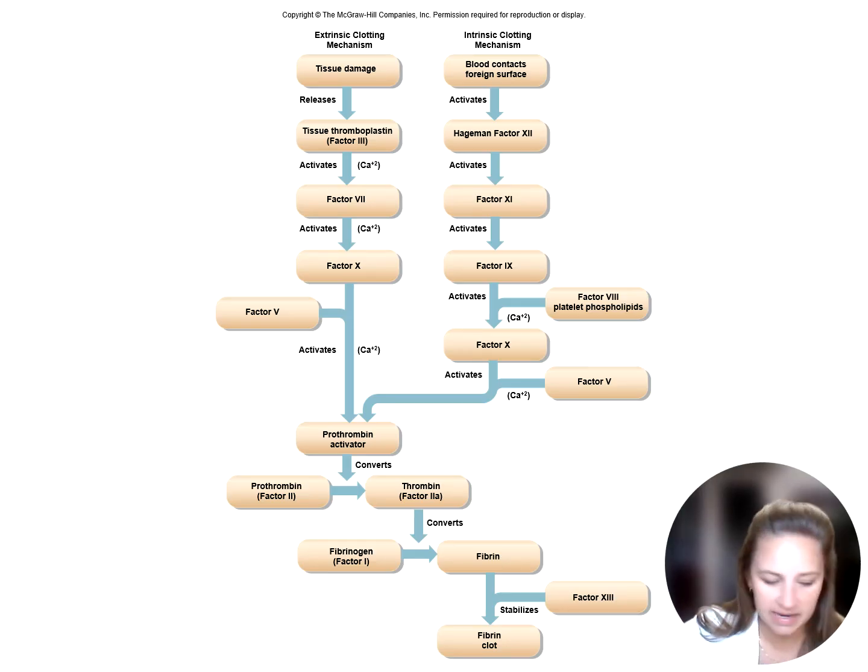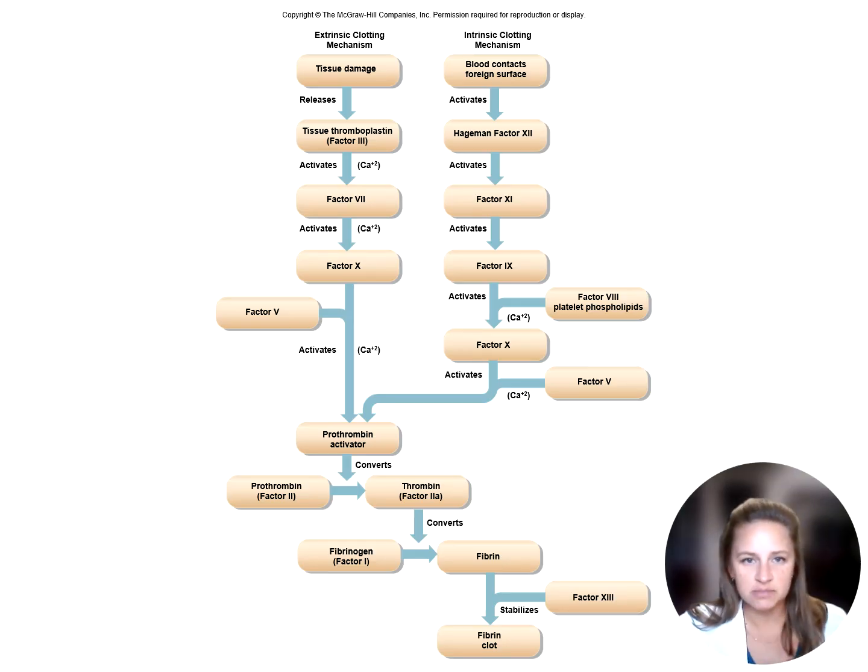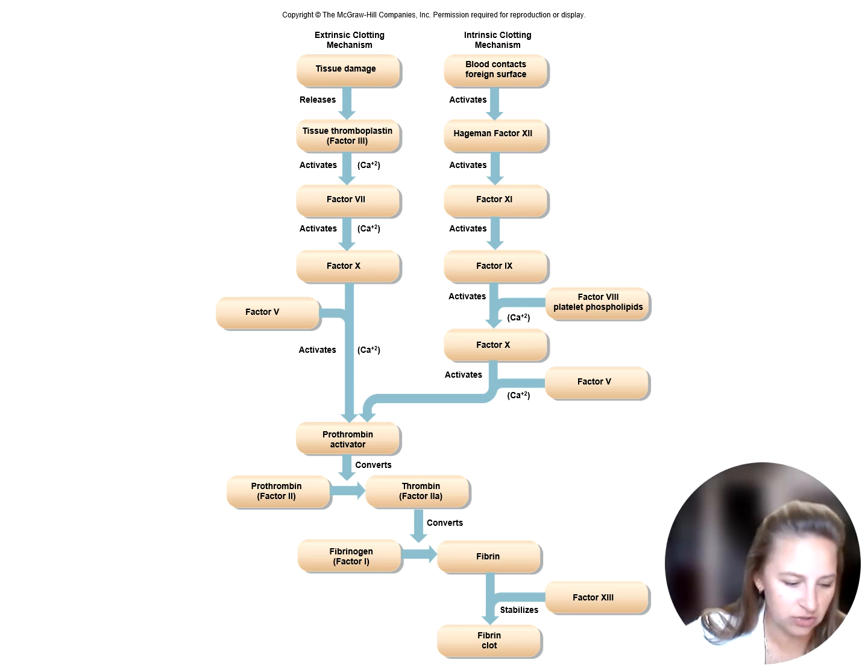Okay, so this slide is showing the difference between extrinsic and intrinsic. Extrinsic clotting mechanism is tissue damage. So the factor 3 comes from the tissue. It's not coming from the blood, it's coming extrinsically from the tissue that was damaged. This is called factor 3. And I'm not going to ask you specifically about each of these factors, but basically it's called a cascade.